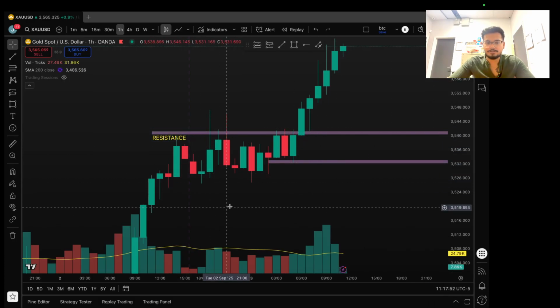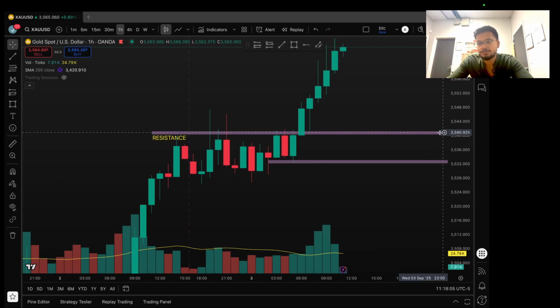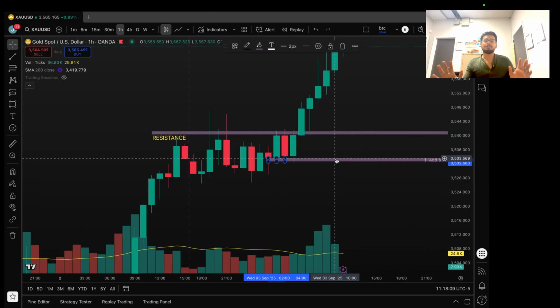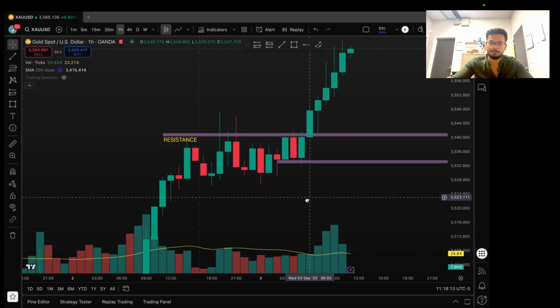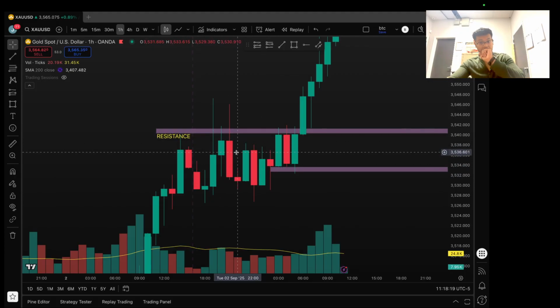Because if you can see price from the past how many hours, 1, 2, 3, 4, 5, 6, 7, 8, 9, 10, 11, 12, 13, 14, 15, past 15 hours it hasn't been able to break 3540, this zone. And so this is the kind of trade you would want to get into. As you can clearly see, past 10 plus hours, price hasn't been able to break that level.